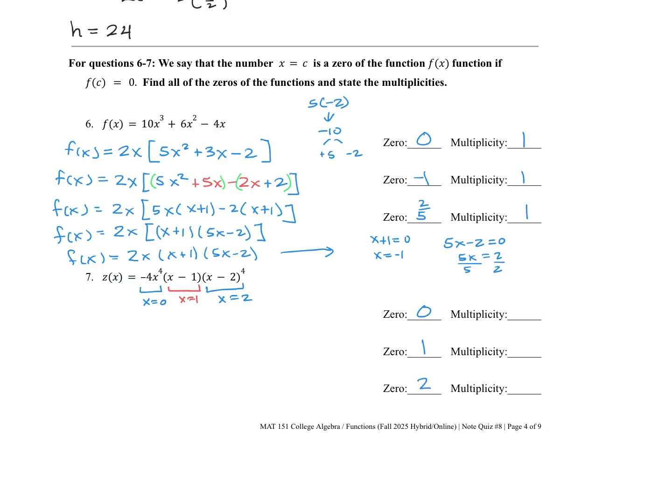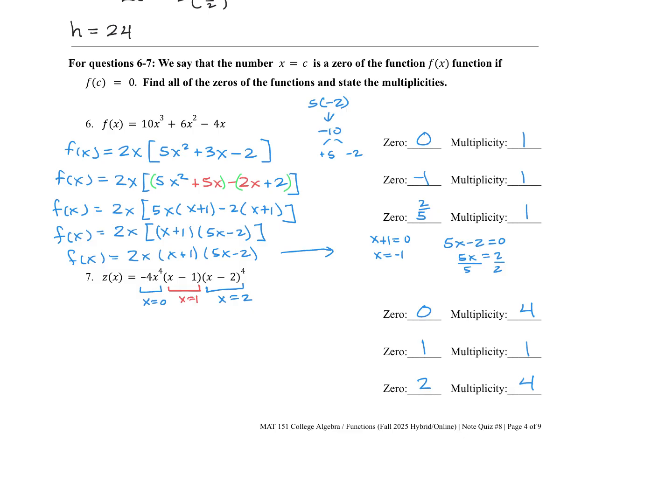The multiplicity on x equals 0 is 4 because that factor is to the 4th power. The x minus 1, that's to the 1st power, so the multiplicity is 1. The x minus 2, that's raised to the 4th power, so that multiplicity is 4. We're going to be talking more about this in a few minutes here, but if you were to actually multiply all of that out, you will get a 9th degree polynomial. That'll be the power on x, and that's actually the sum of the 3 different multiplicity values we have. So you'll notice that the degree of the polynomial, which is the highest power that shows up, is going to be the sum of the multiplicities. So we'll see more of that in the coming minutes.